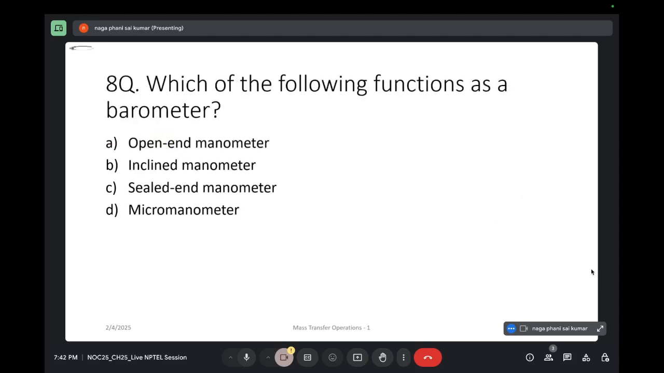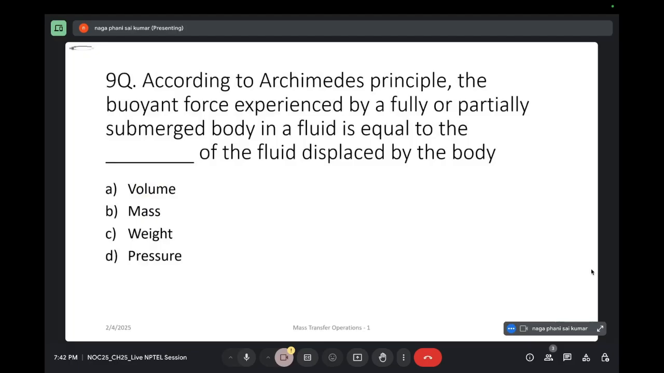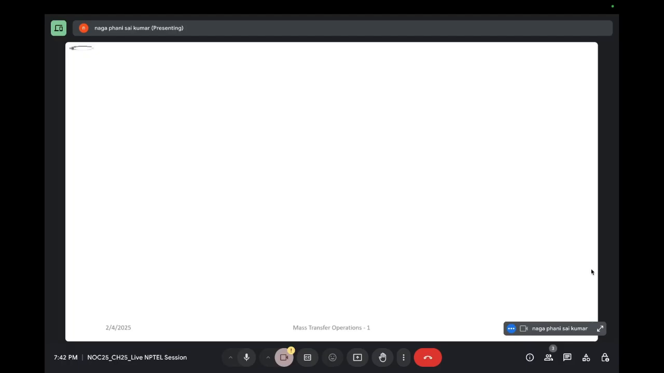Which of the following functions as a barometer? Open-end manometer, inclined manometer, sealed-end manometer, micrometer. We have already discussed this. So the sealed-end manometer is going to work as a barometer. According to Archimedes' principle, the buoyant force experienced by a fully or partially submerged body in a fluid is equal to the dash of the fluid displaced by the body. We just discussed this, right? Is it volume, mass, weight, or pressure? It is going to be the weight of the displaced fluid.